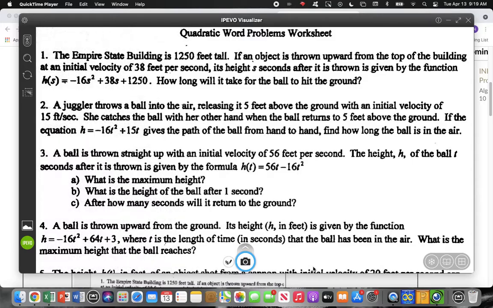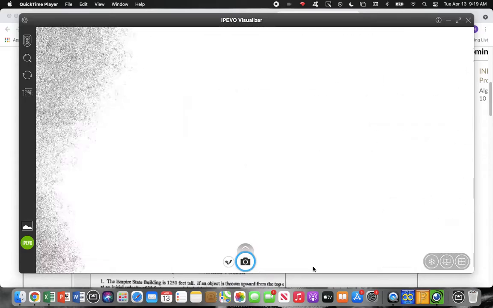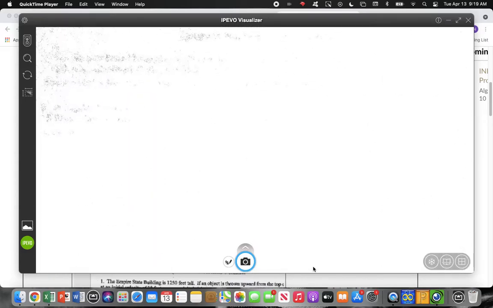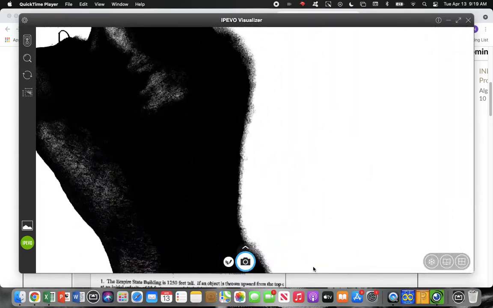Place to write down is this. So we will be dealing with an equation that looks like this today.